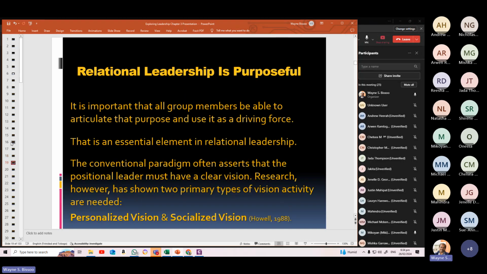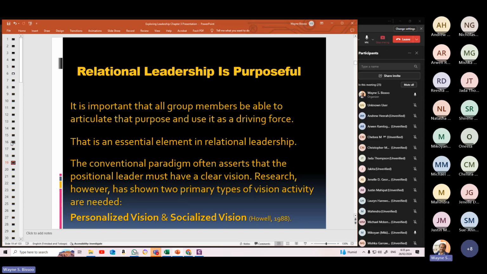All right, so it's important that all group members be able to articulate that purpose and use it as a driving force. So you understand now, as a member of that committee or group, you're supposed to know these things. Something's not happening in that organization that is sharing and articulating the vision of that organization. That's a sign that it can be hijacked by people for different purposes, and that's a dangerous thing.